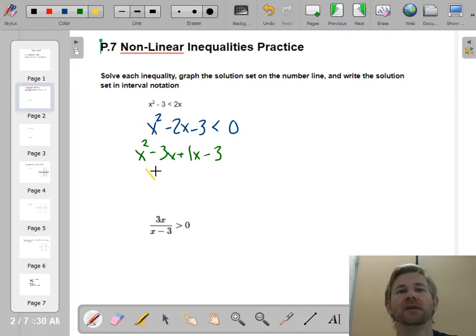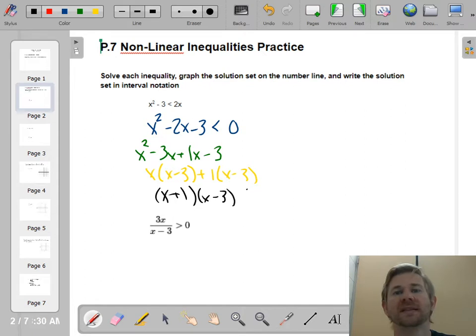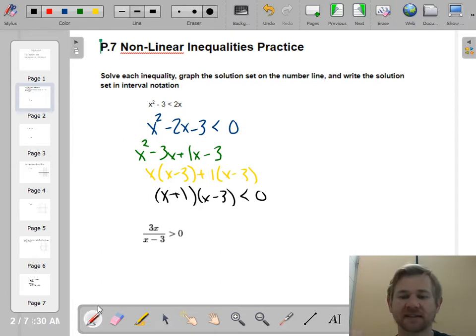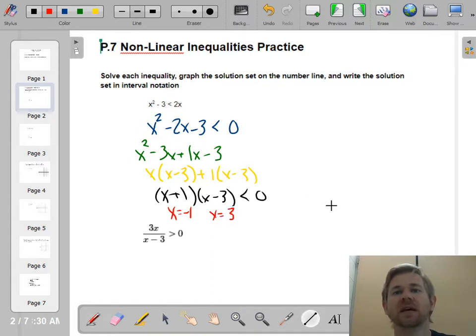Then I'll do grouping, x minus 3 plus 1, x minus 3, and I end up with x plus 1 and x minus 3. And I want to know where this is less than 0. So when you're doing these problems, you want to find like things that are important along the x-axis. So these are zeros. At negative 1 and at positive 3 we have zeros.